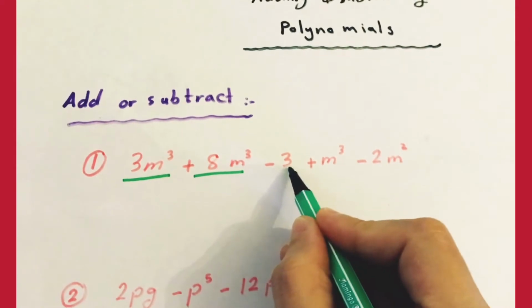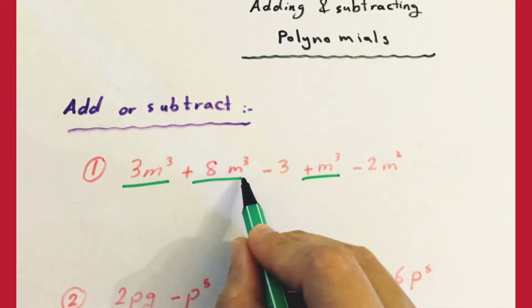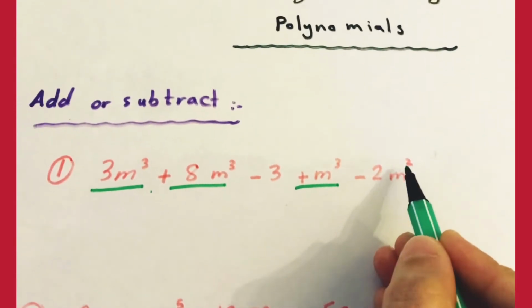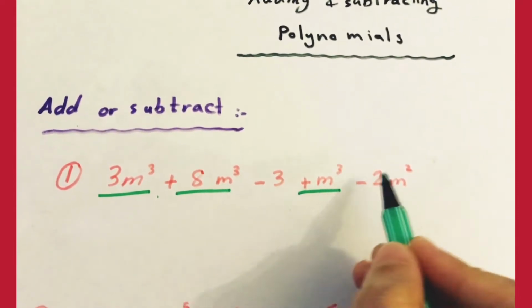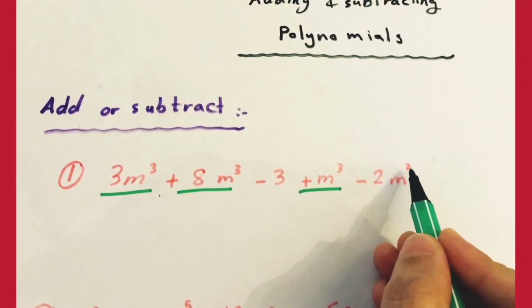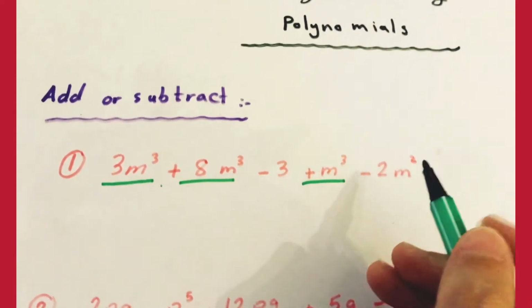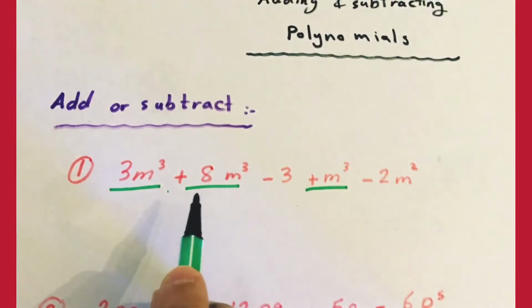This one is not like terms because we don't have m cubed. Here also we have m cubed. So these three are like terms. This is not a like term. You ask why? Because this is m squared, not m cubed. It is m, but the degree is 2, not 3. It's squared, not cubed, so I cannot add it with the rest of the m cubed.